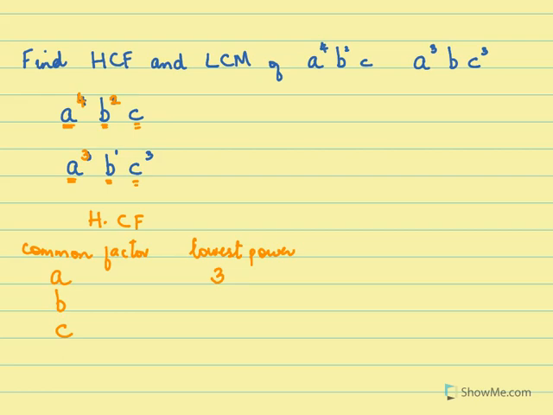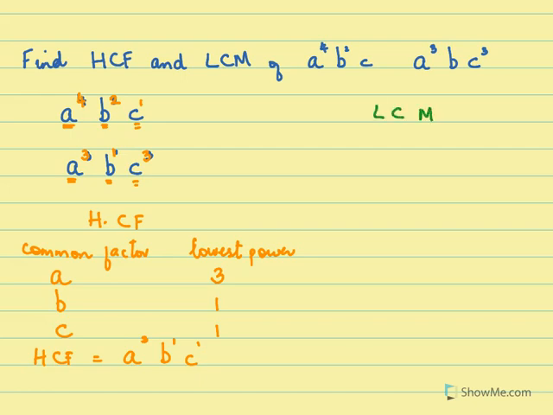For B, which is the lowest power? In the first case it is 2, second case it is 1. So the lowest power is 1 of B. For C, the first case is 1, in the second case it is 3. So the lowest power is 1. So the HCF will be A raised to 3, B raised to 1, C raised to 1.